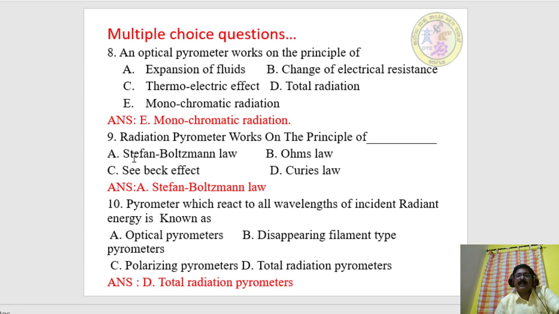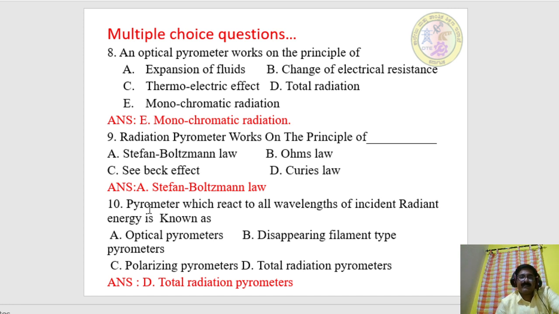Ninth question: a radiation pyrometer works on the principle of Stefan-Boltzmann's law, Seebeck effect, Ohm's law, Curie's law. It works on the black body concept, that is Stefan-Boltzmann's law.